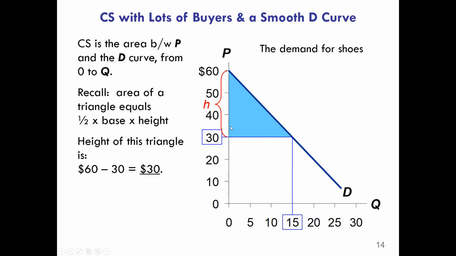From the example, the height of this triangle is 30, the difference between the highest point on the vertical axis, which is 60, and the price of 30. In this case, 60 is a willingness to pay, and 30 is the price of the item. Now, the base is the horizontal distance from 0 to the quantity. In this case, the quantity at the price of 30 is 15. And so our consumer surplus is half times the base of 15 times the height of 30, which gives us $225.